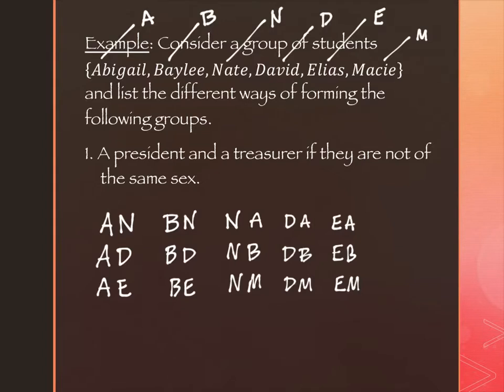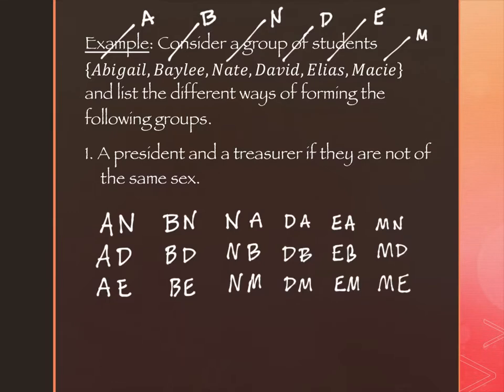So the key idea as you're working through these, I know we're not quite done, I've got one more set to do, is to decide what you're going to vary each time so that you don't lose track of what you've chosen, right? To make sure you get all the possibilities. And so our last person to select as president, of course, is Macy. Who can Macy be paired with? Nate, David, and Elias.